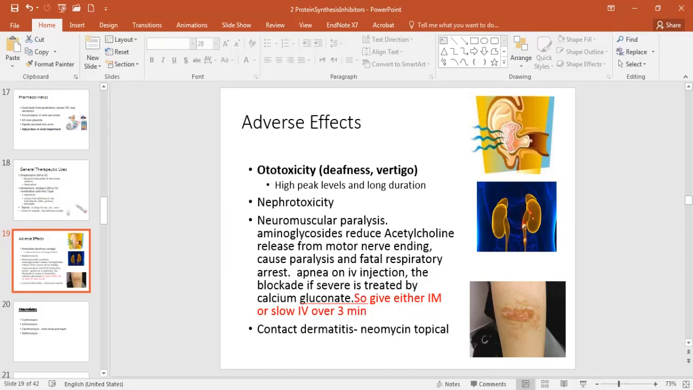Therefore, when you give the injection of aminoglycosides, to avoid such a side effect as neuromuscular paralysis, either you give it IM or you give it slow IV over 3 minutes. Don't give it as a rapid injection. Other side effects: contact dermatitis, especially with neomycin topical application.